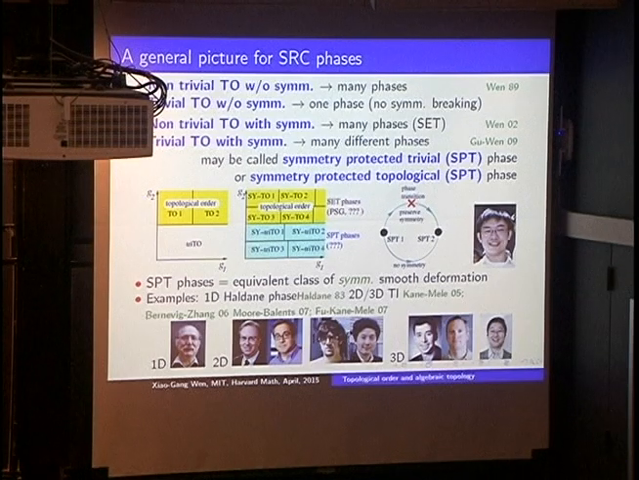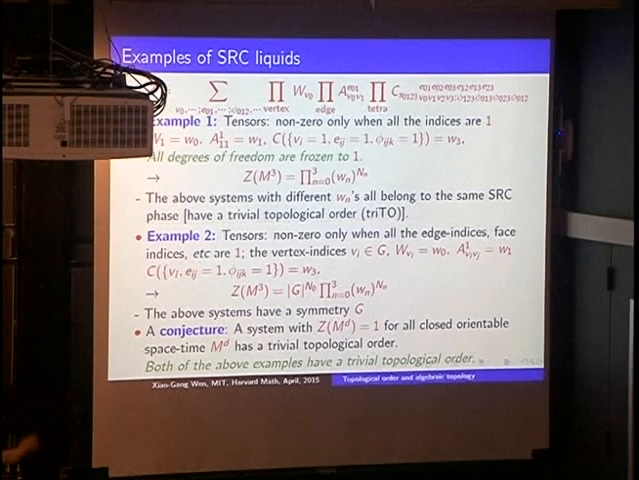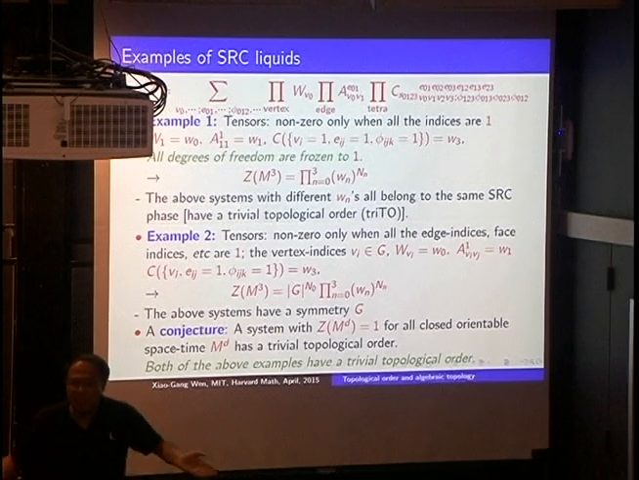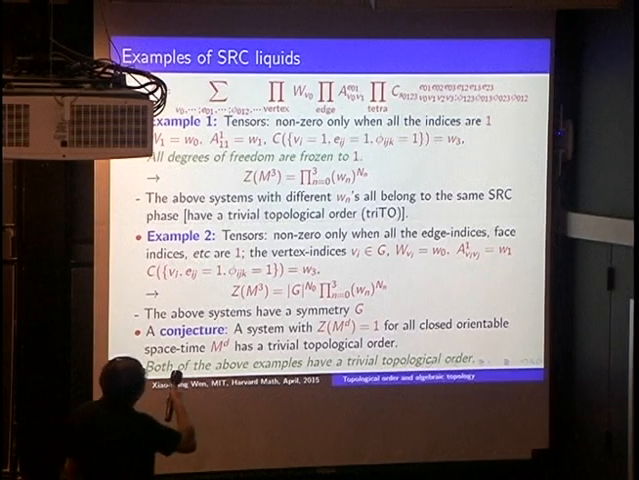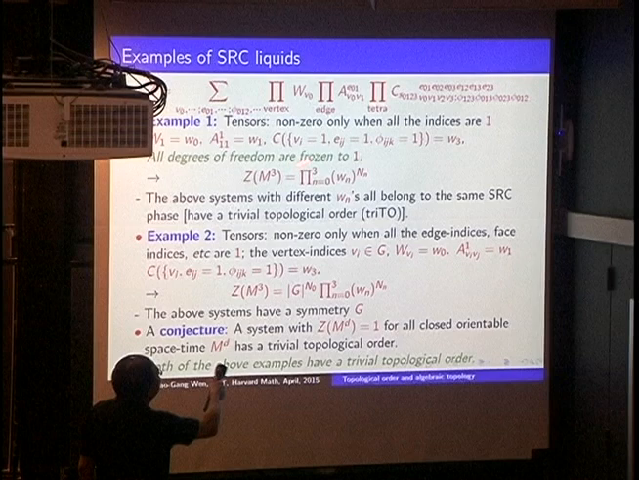But what do you mean by no topological order? So I couldn't skip this totally. No topological order means the following. We can choose a very boring tensor. For example, we can choose a tensor where all the indices equal 1.